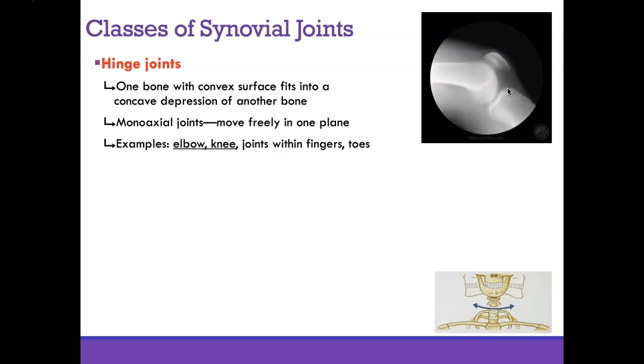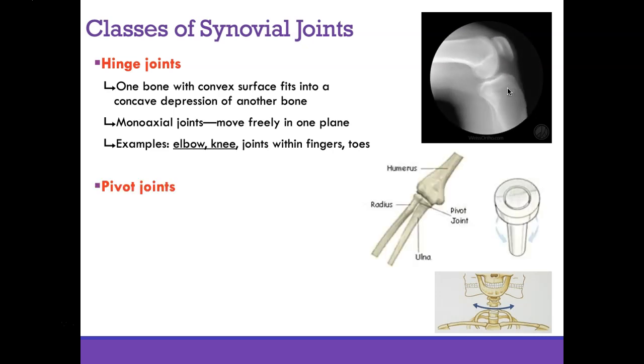Within your fingers, you have hinge joints. So you can bend your finger because of a hinge, but you can't rotate your finger to the left or right. Right? So it's monoaxial. It moves freely only in one plane.